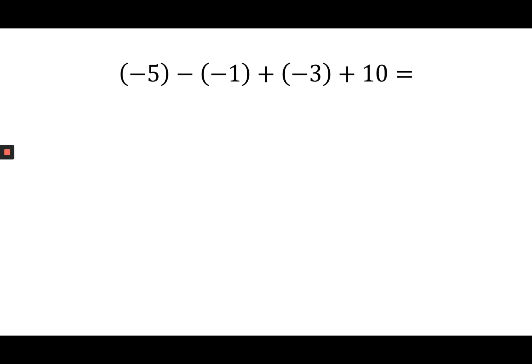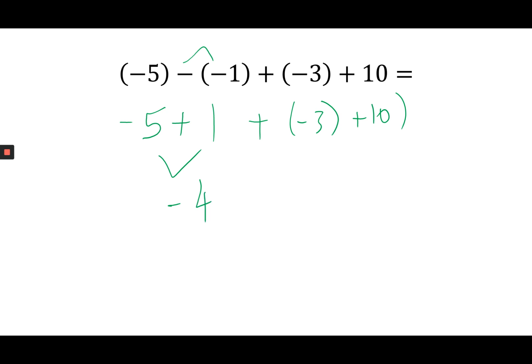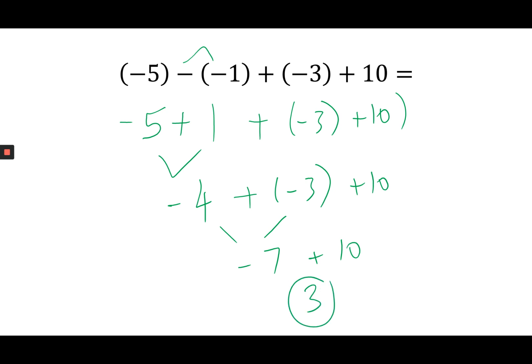Remember again, when we see negative, negative, we add. Negative 5 plus 1, and then plus negative 3 plus 10. Negative 5 plus 1 is negative 4. And then plus negative 3 plus 10. Negative 4 plus negative 3 is negative 7, because the signs are same, right? Negative 7 plus 10 is 3.